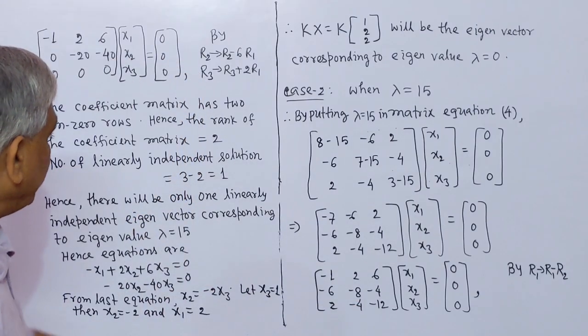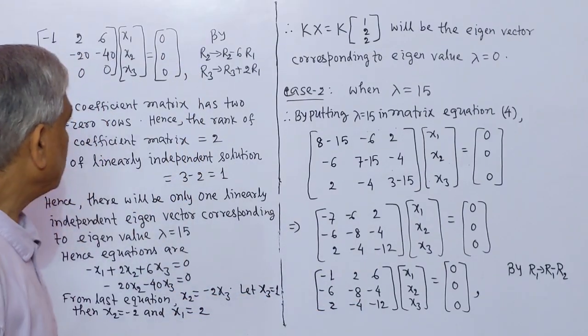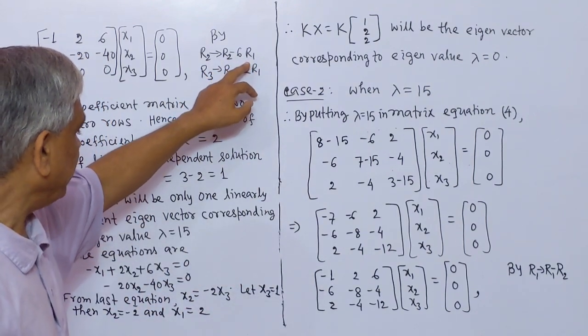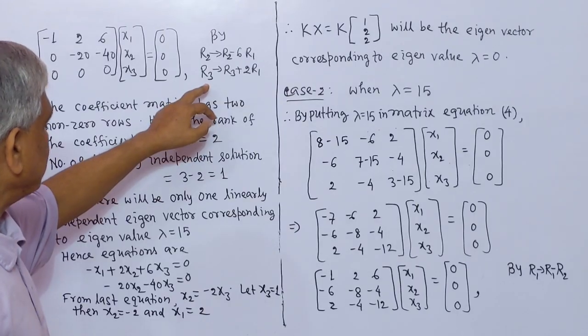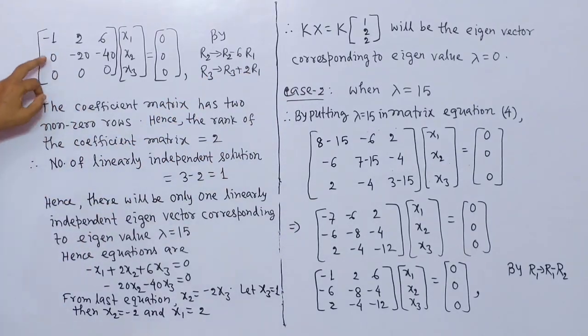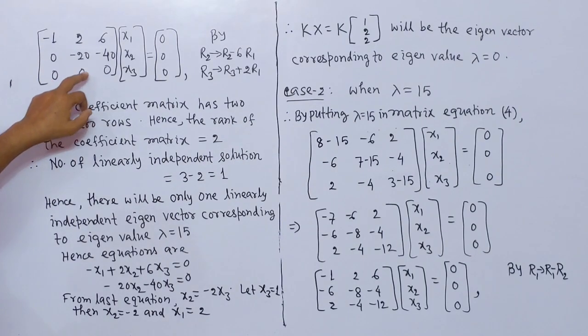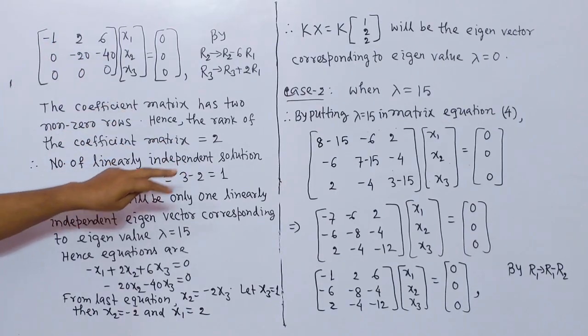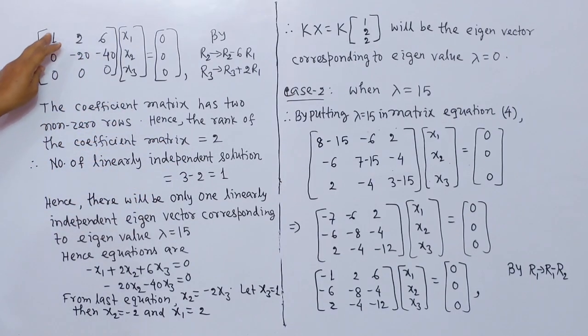Now we want to make here 0, here 0. So we take in place of R2, R2 minus 6 R1, and in place of R3, R3 plus 2 R1. Here we get 0, here we get 0, and here also 0, here also 0. So here we see that number of non-zero rows of the coefficient matrix is 2. Therefore rank will be 2. Rank of the coefficient matrix will be 2.